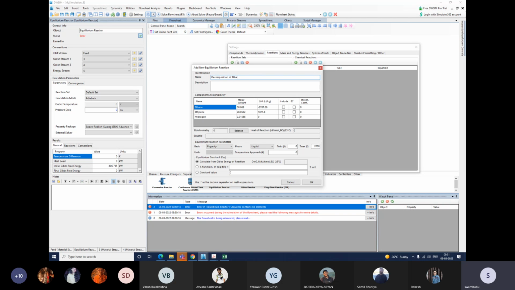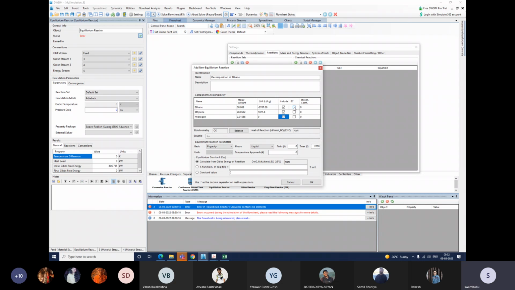This is the decomposition of ethane. Here all 3 components we selected will come. Ethane, we want to include in the reaction, so just click include. Ethylene, we want to include. And hydrogen, we want to include. When you have multiple reactions, some components will participate, some will not. Whatever components participate, we click include; whatever will not participate, we click doesn't include.